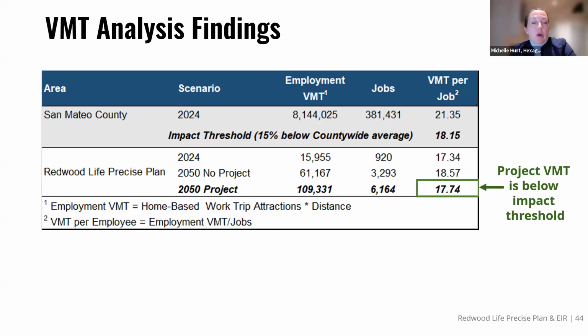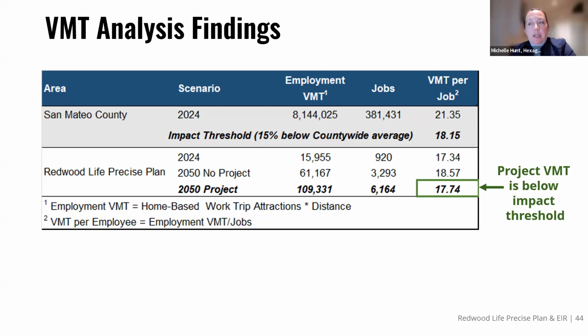In the future, in the year 2050, without the project, that would increase, and that is because that 2050 scenario reflects the intensification that could occur under the Westport specific plan. So that is 18.57 miles per job. And then with the project, the VMT is projected to decrease to 17.74. So that would be below the threshold of 18.15.